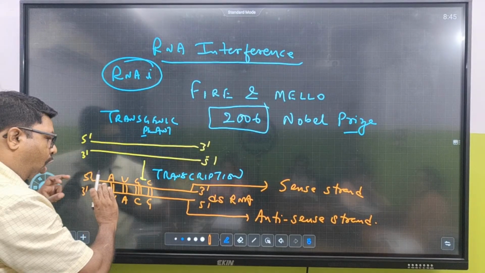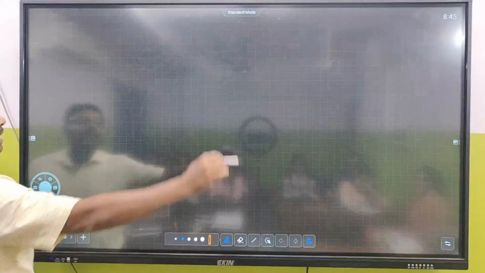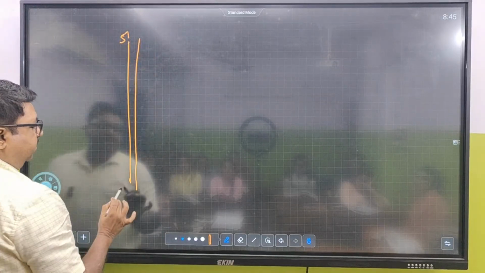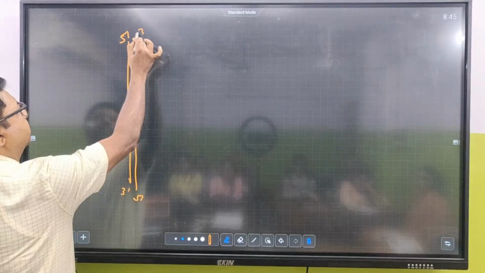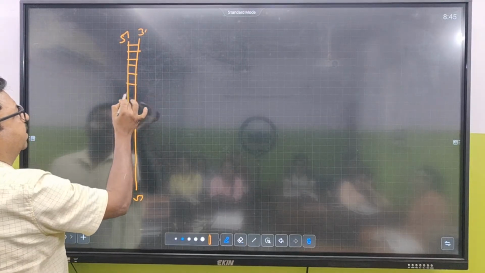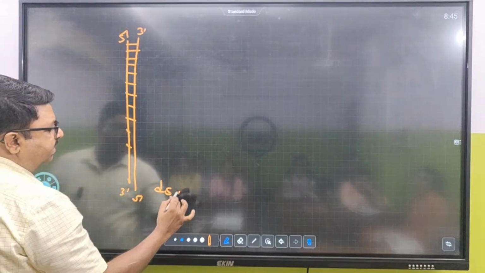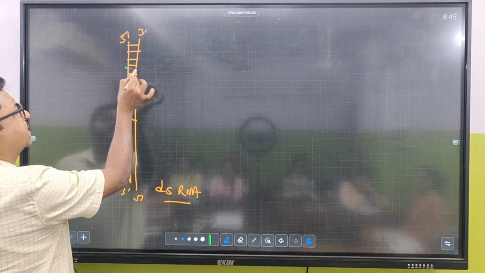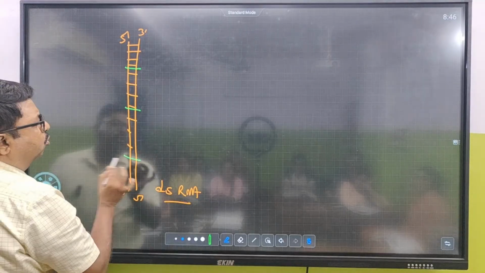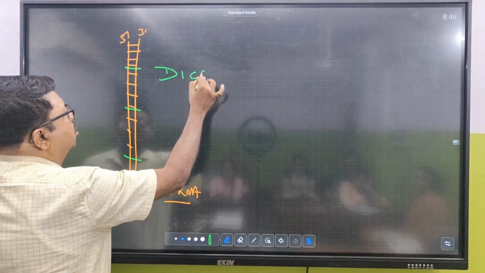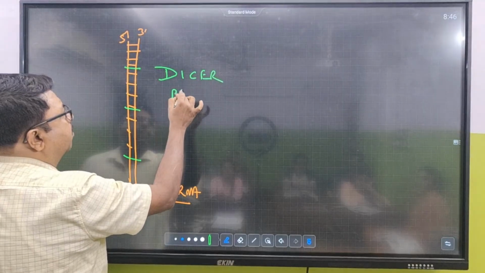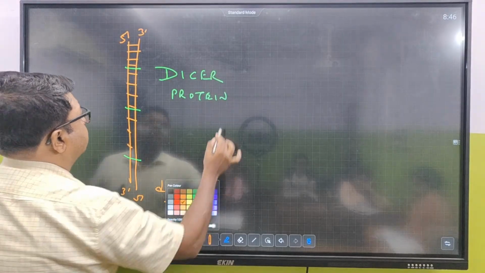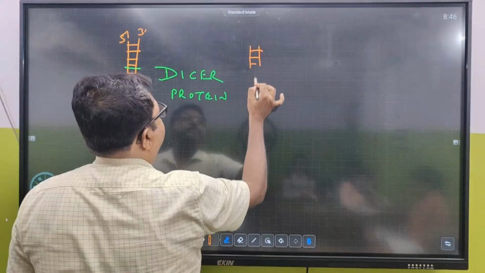Now, this long double stranded RNA will be cut by, let us make it like this vertically. This is 5 prime, 3 prime, this is 5 prime, 3 prime. And there's a bond in between, and this is dsRNA. This will be cut into pieces by a protein called dicer protein, into small segments.